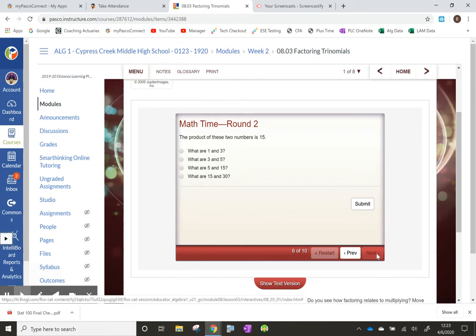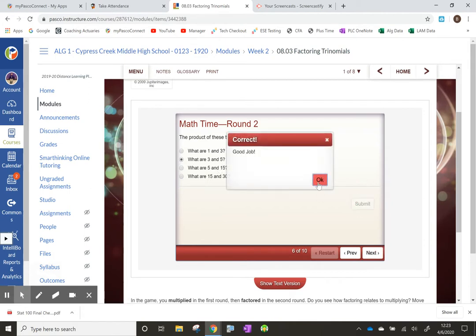The product of these two numbers is 15. Okay, so which two numbers basically makes 15 when multiplied together? Remember, it's product. So the product of these numbers is 15. So is 1 and 3, 1 times 3, 15? No. Is it 3 and 5? 3 times 5 make 15? Yes, it does. The other ones are wrong because 5 times 15 is not 15, and 15 times 30 is not 15, right? 3 times 5 are the numbers that multiply to make 15. Submit, got it right. Let's go.